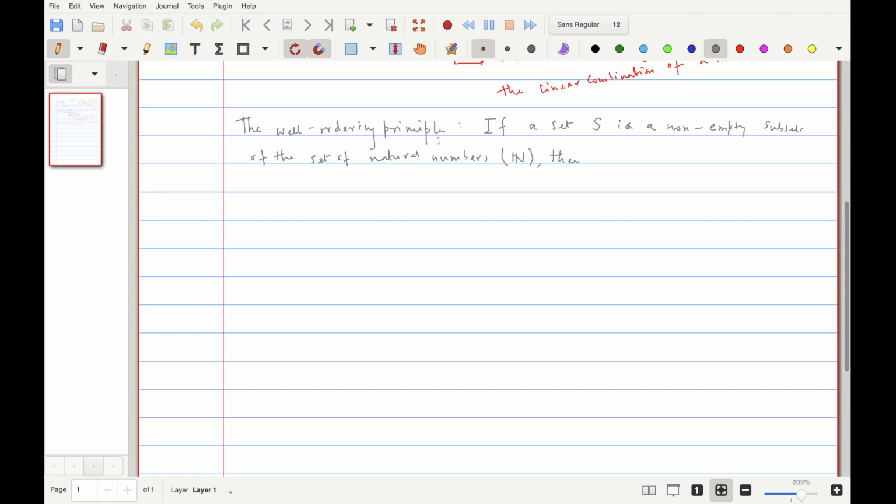Then S has a minimal element. Okay, so that was the well ordering principle that we have done in class earlier. Now let's get back to the proof.